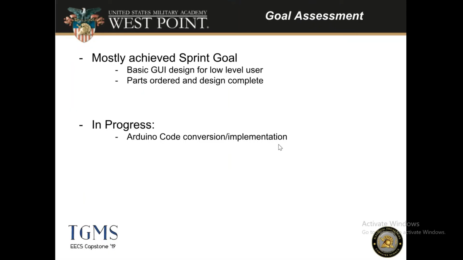For our goal assessment, we mostly achieved our sprint goal. We created a basic GUI design for the low-level user, and we ordered our parts for the project. We also completed the design of the project. Currently, we're still in the process of converting Madison Stark's code into our project.